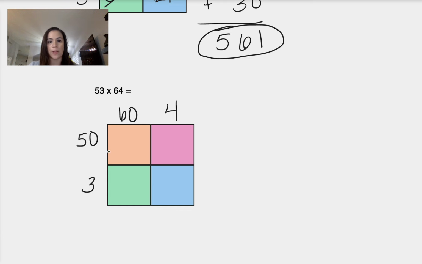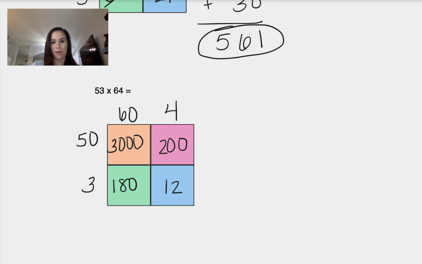Now we're going to go ahead and multiply everything within the boxes. So we have 50 times 60, which is going to give us 30 plus 2 more zeros, so 3,000. 50 times 4 is going to give us 20 plus 1 more zero, so 200. 60 times 3 is going to give us 180. And then 3 times 4, which is going to be 12.